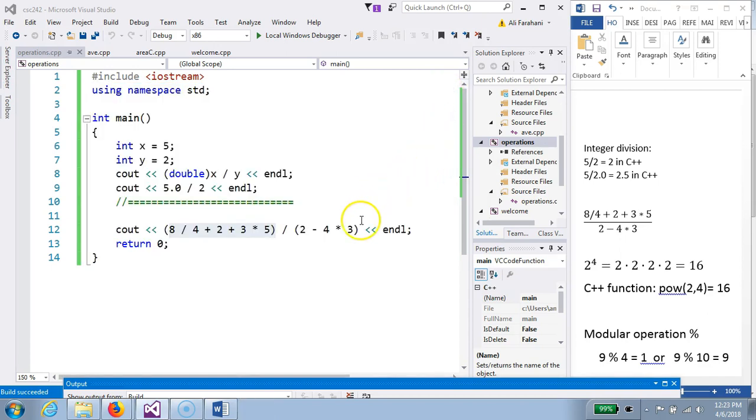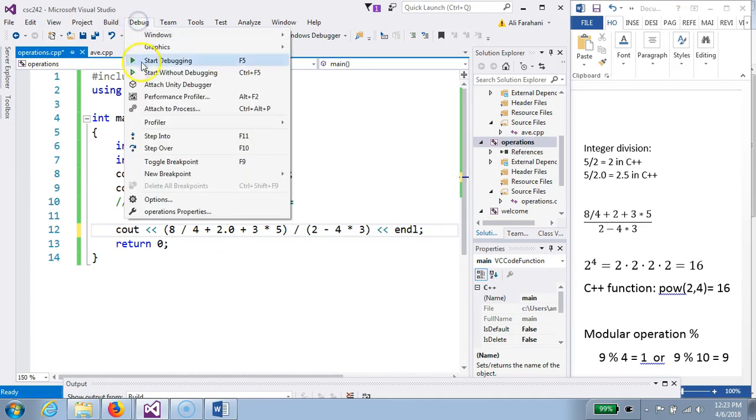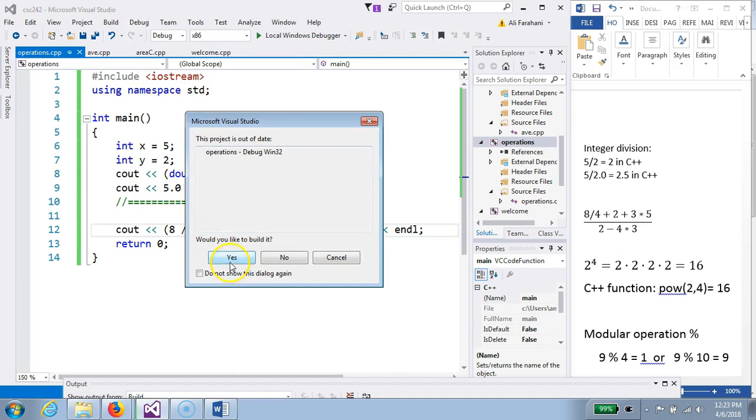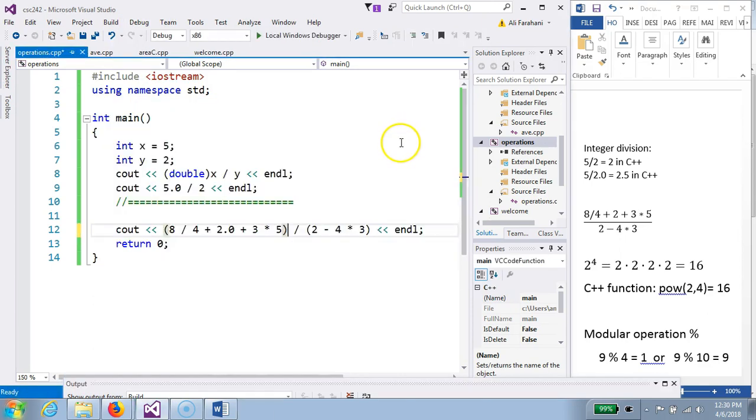So in order to turn it into a floating point division, grab any of these numbers. All you have to do, any of them, just add .0 to it, and then C++ will translate this as a floating point division, and then you actually see the expected result here, and that is -1.9.